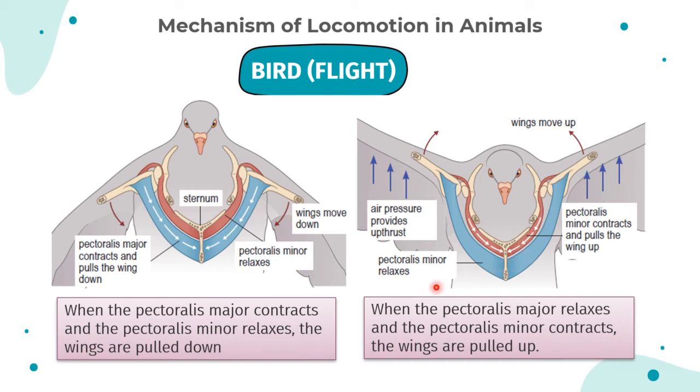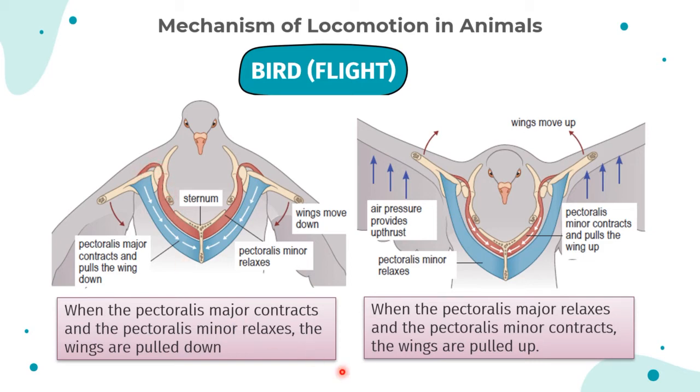Alright, so I repeat, you have to know what types of muscle are involved in the bird. They are the pectoralis major and pectoralis minor. You have to know that when the pectoralis major contracts, the wings are pulled down. Because when the pectoralis major contracts, it is shortened and creates a pull force that pulls the wings down. At the same time, the pectoralis minor relaxes and becomes longer.